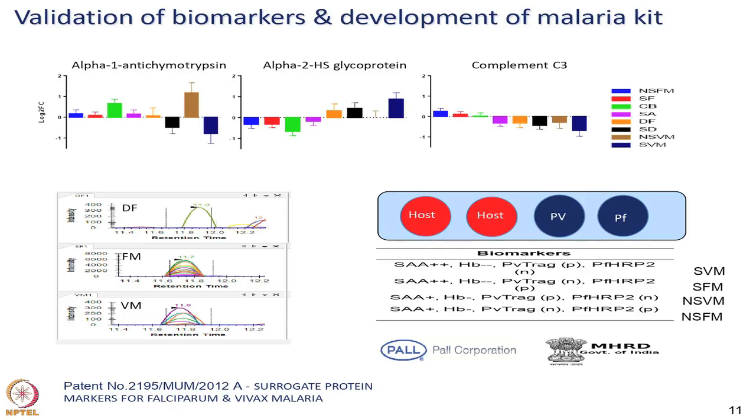And our aim is to look at what happens to a given protein, let's say alpha 1 antichymotrypsin or alpha 2 HS glycoprotein or complement C3, across different types of complications, from non-severe falciparum to non-severe vivax to dengue fever and severe falciparum and vivax. So, what happens to the same protein across multiple infections? And if there is a real signal coming out in a specific type of infection, you will see a different trend. Some of this information we are trying to take forward to develop possible kits or assays for better diagnosis and prognosis of the patients.